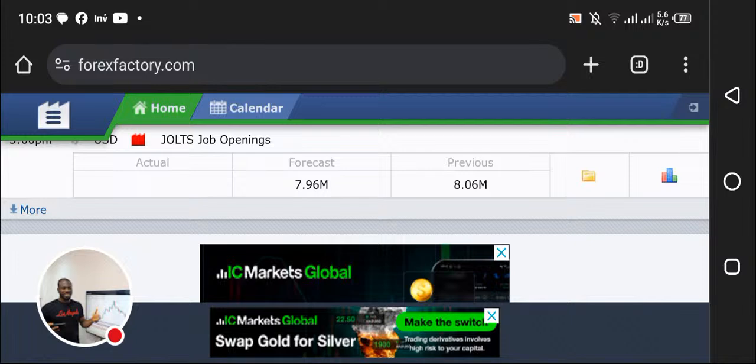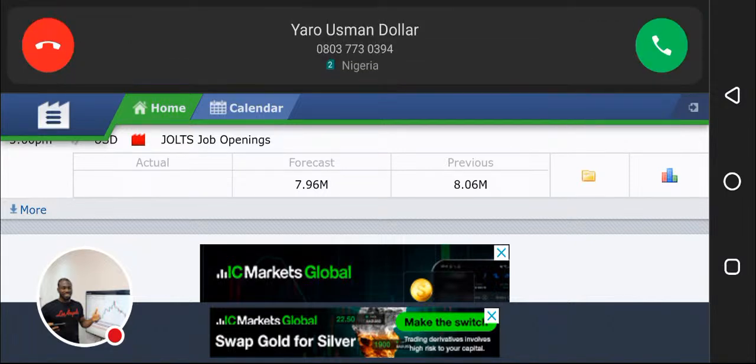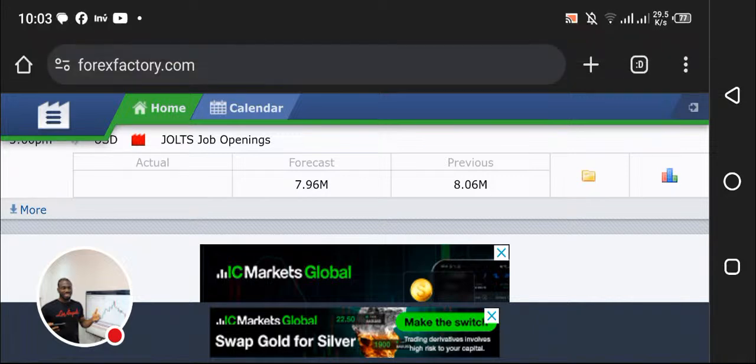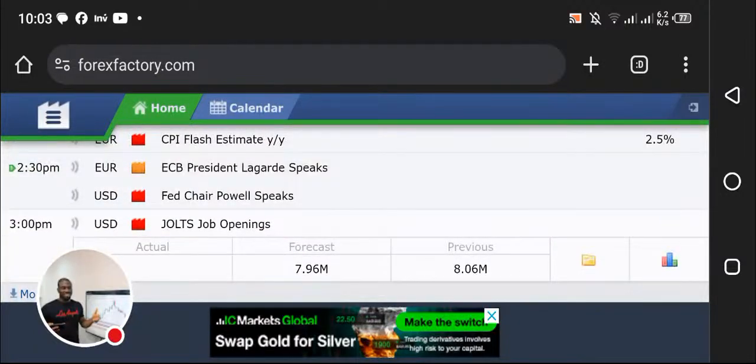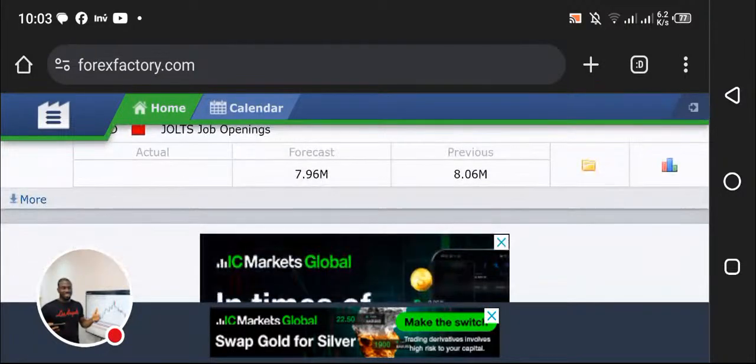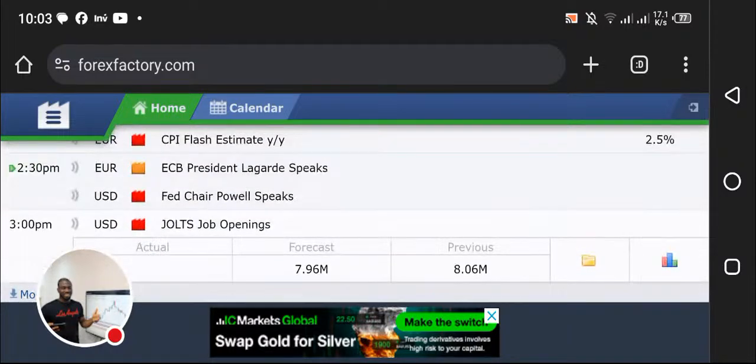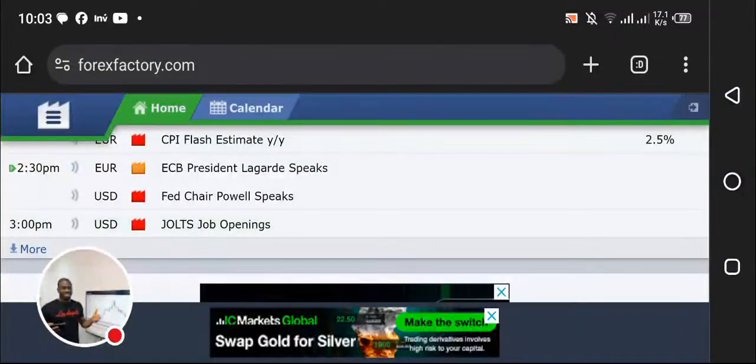Technically, GBP USD is bearish, but we could see a pullback on GBP USD. If you check my status, I posted that GBP USD is set for buy. So that's it for fundamentals for the day. Let's go to the chart.